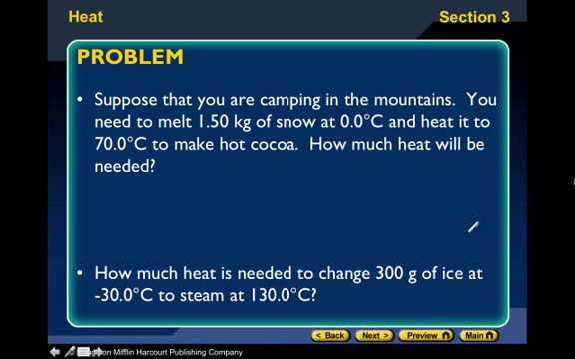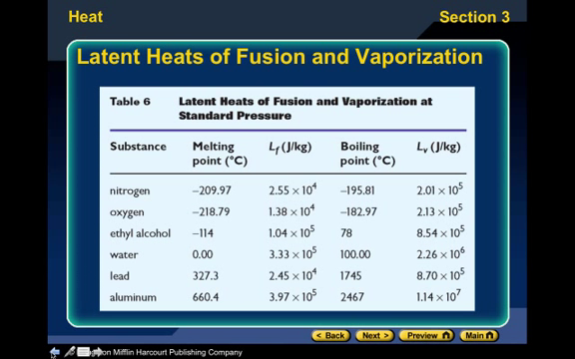Well, snow is at which phase? Solid, right? It's a solid. And so, what was the latent heat for water? Latent heat of fusion. Right here. 3. That's the specific heat. We want the latent heat of fusion. Is this number? 3.33 times 10 to the 5th.